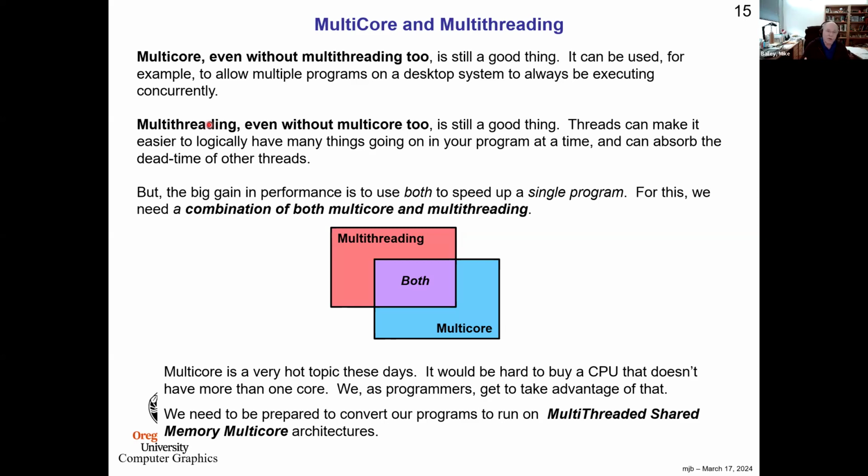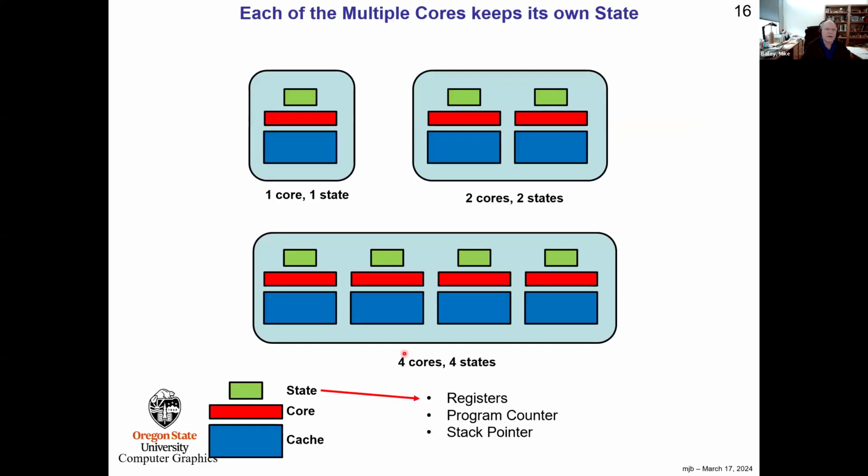But what is cool is when you have both. When you have multi-core, so you have more hardware processors, and multi-threading, more paths through the code, and each one gets its own core. That's the sweet spot right here. And that's really what we're going to talk about when we talk about using OpenMP. Okay, and that's known as multi-threaded shared memory multi-core architectures. So this is going to be a great thing.